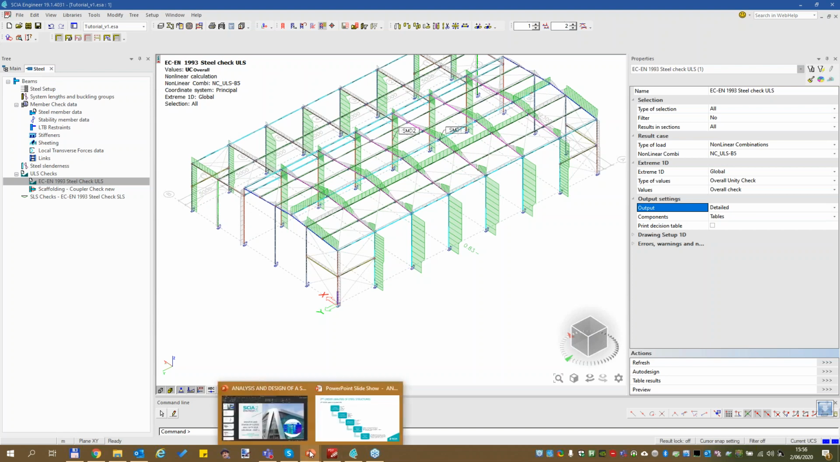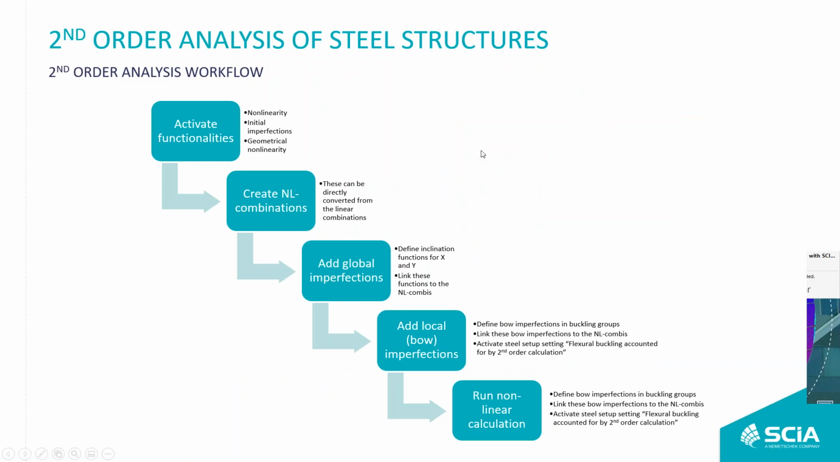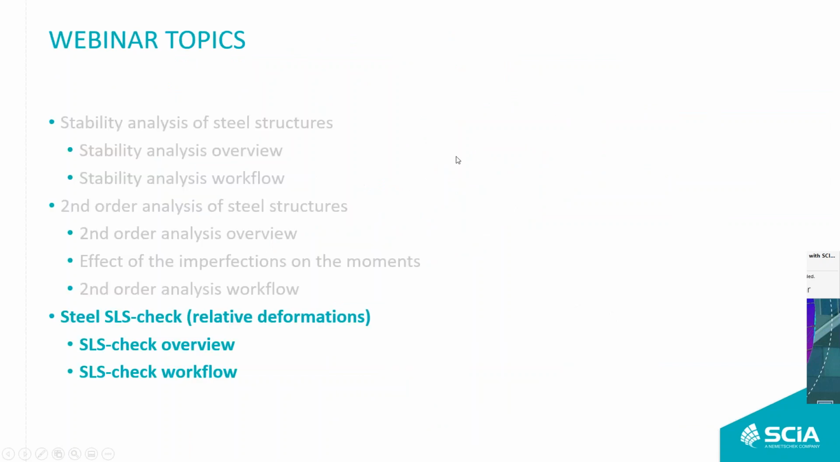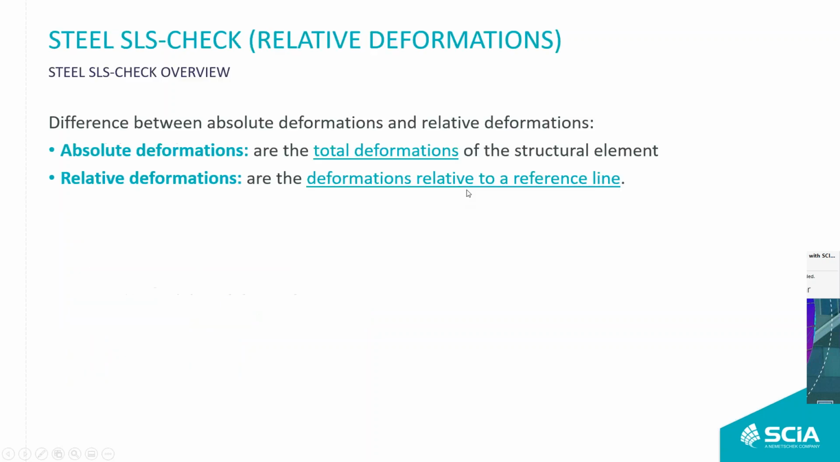The next part, and the final part, I see I'm almost over 1 hour, so I maybe need to speed it up a bit, but I'll try to give you guys the most important information regarding the SLS check, so the relative deformation check. What is the difference between absolute deformations and relative deformations? Absolute deformations are in fact your total deformation. Your entire column is moving with the top node, for example. Relative deformations are your deformations relative to a reference line. I will show it in a picture in the next slide, what that reference line is and how it is defined.